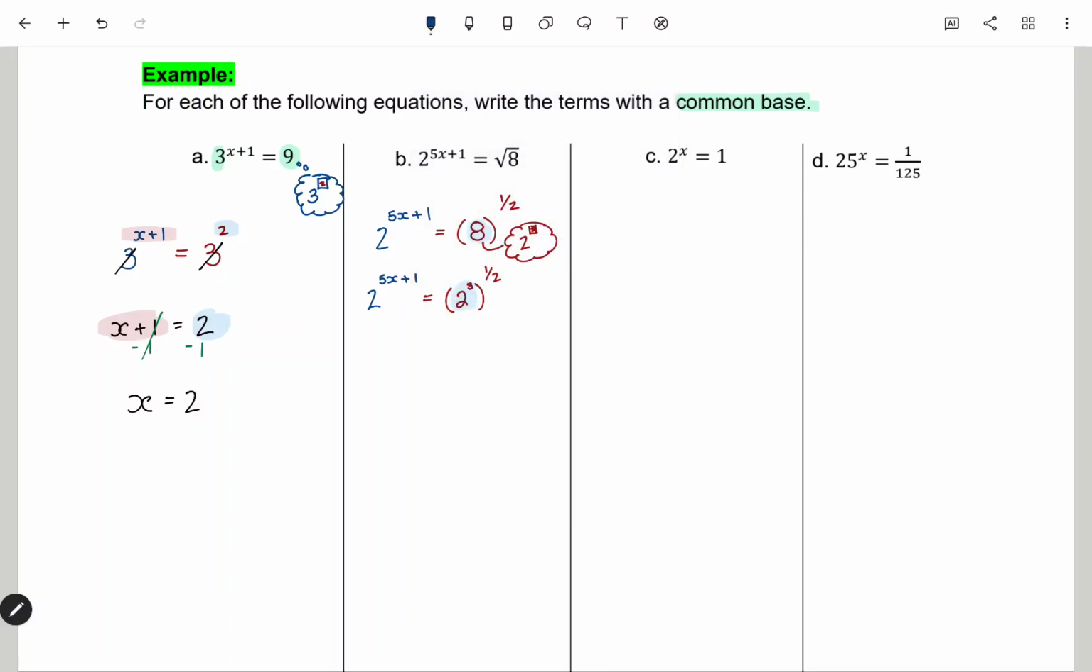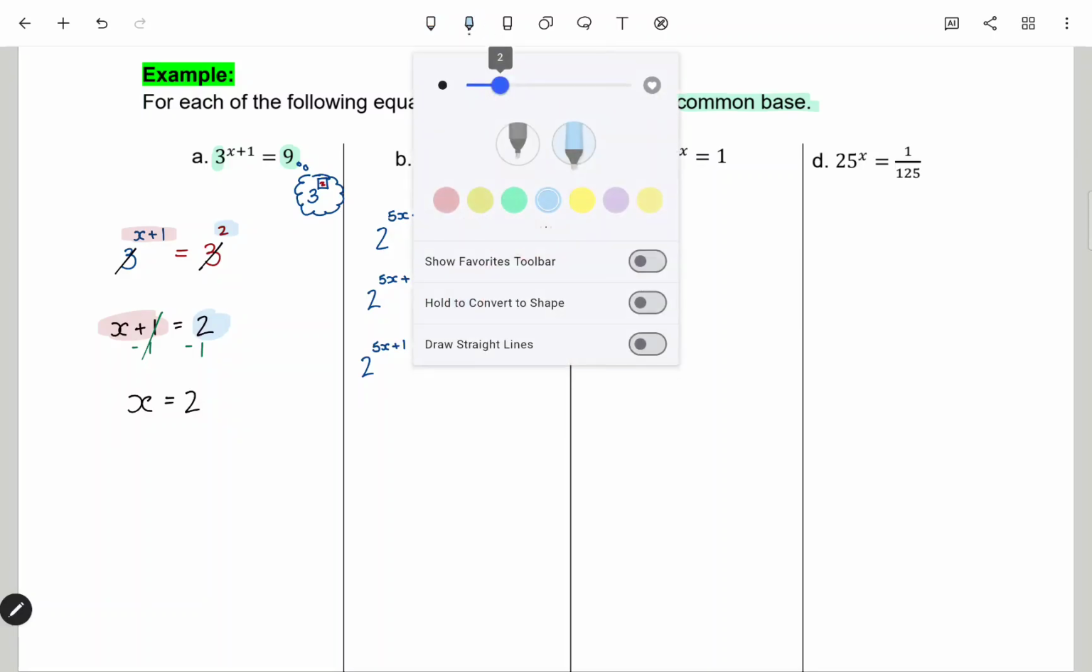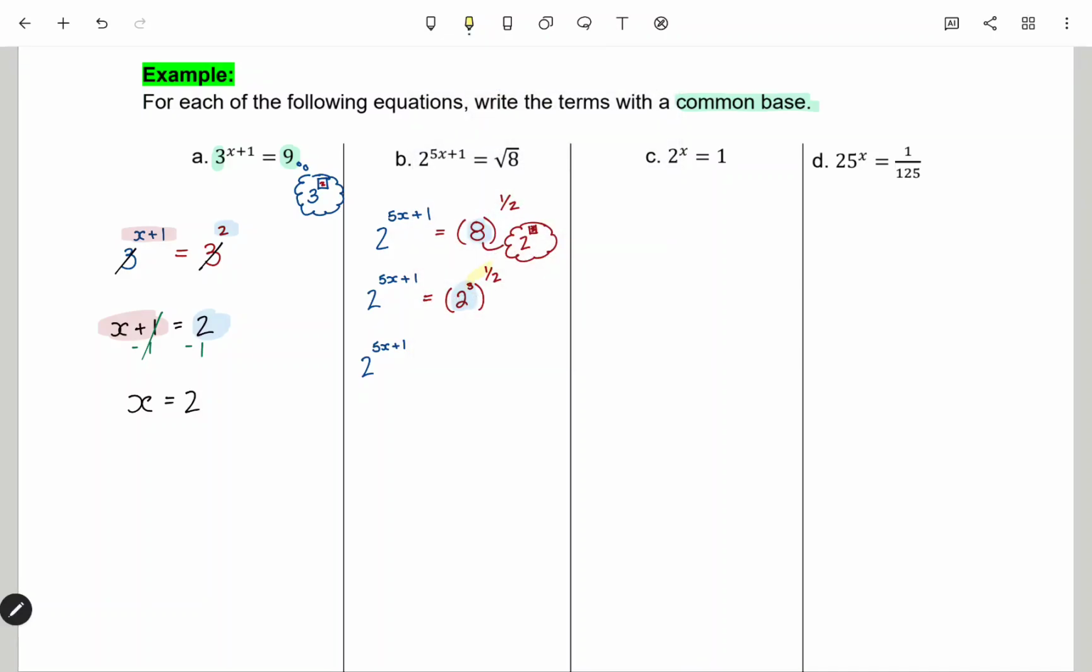Again, haven't done anything to this left side. We're going to write it down again. Now on the right side, we have that other common rule I said was going to pop up, which is a power to a power. So we have to multiply these two things together. So that's going to give you 2 to the power of 3 times 1/2, which is 3 halves.